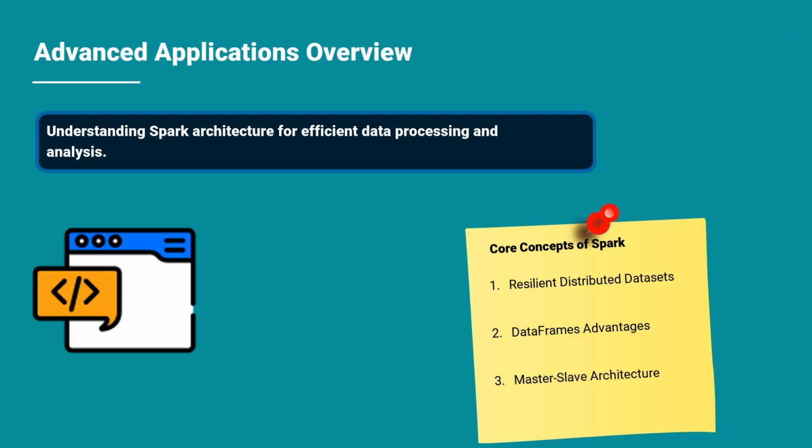Now, understanding Spark architecture is essential for developing advanced applications. At its core, Spark operates on a master-slave architecture where a central driver program orchestrates distributed tasks across multiple worker nodes. The driver serves as the command center, breaking down the application logic into smaller tasks that it then schedules across the worker nodes. This design allows Spark to handle massive datasets efficiently, enabling both batch and real-time processing.